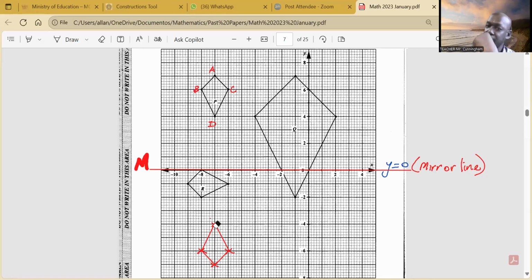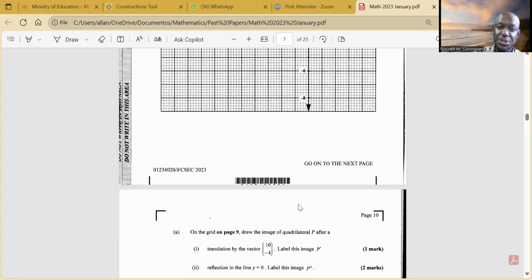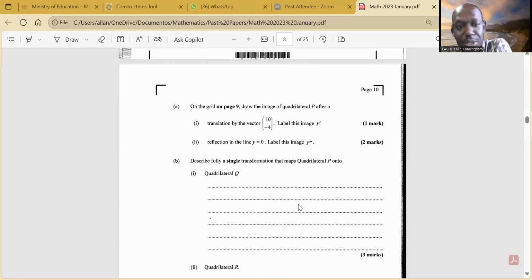All right, Darius? Yes, sir. Right. So what I'm going to do now, we're just going to go on. I'm sorry, when I'm going through this topic, I'm going to go through it step by step. But because it's a past paper, I'm just rushing it. So the next question was: describe fully a single transformation that maps quadrilateral P onto quadrilateral Q.